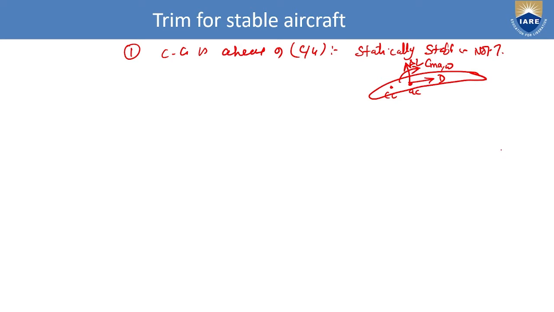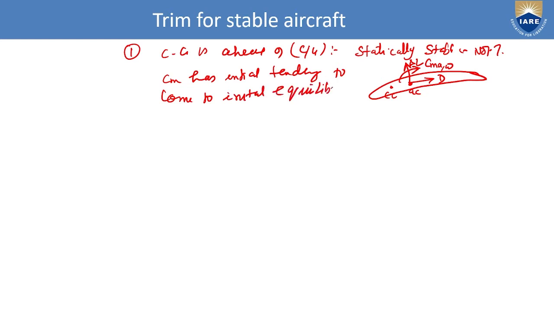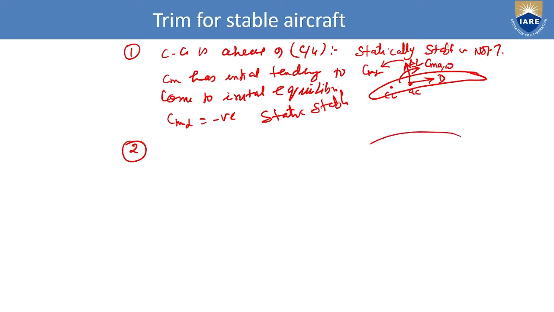Okay, so here if you see, the CM has an initial tendency to come to initial equilibrium. Okay, so here if you see, this force will act like this. So CM alpha is negative, so CM alpha is negative, and so it is a static stable. Now case 2, if I see here, I will make the CG behind.